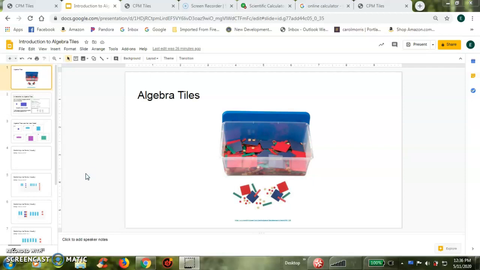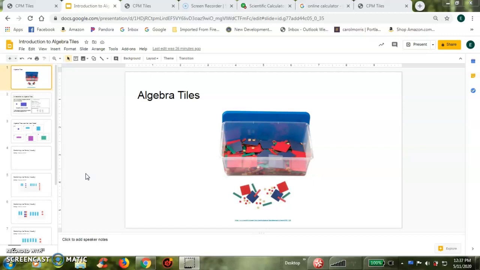Hey everybody. So as you can see by the title of this slideshow, this is Introduction to Algebra Tiles. As part of our algebra challenge, we're going to use algebra tiles to visually model what's happening with the various things that we're doing, such as combining like terms, which we'll do today, solving for variables using distributive property and that type of thing.